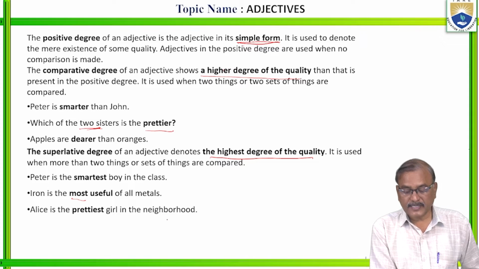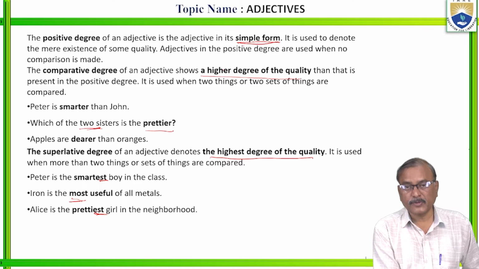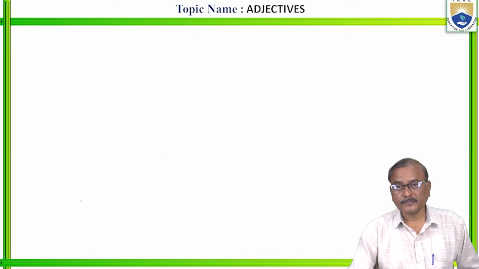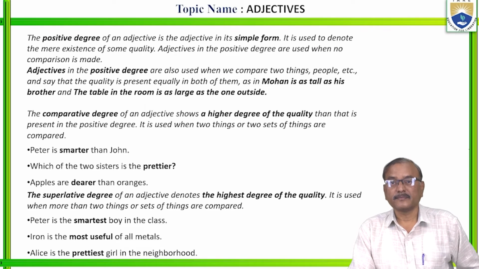Alice is the prettiest girl in the neighborhood. Okay, we are using EST here. Here we are using most. Okay. Next.